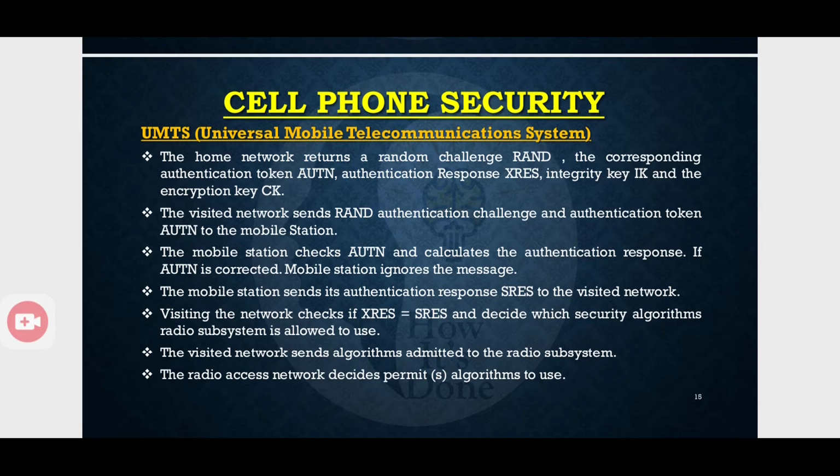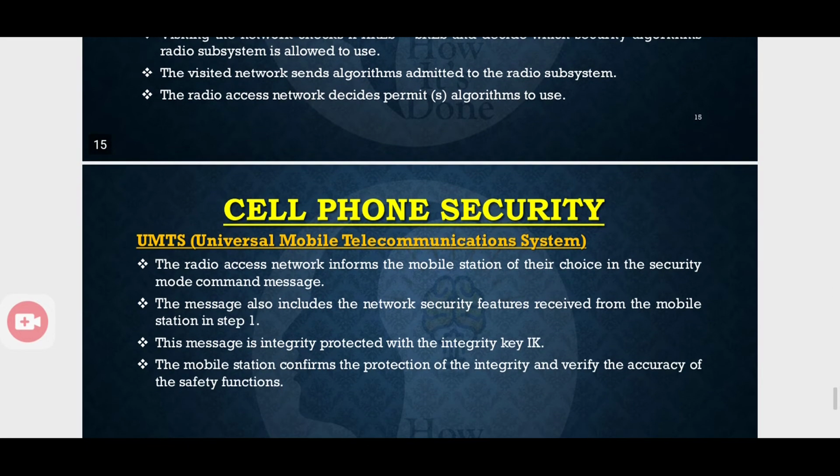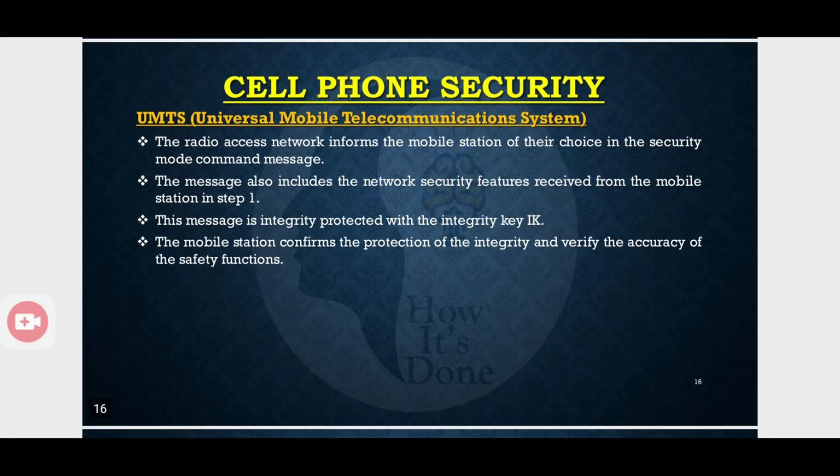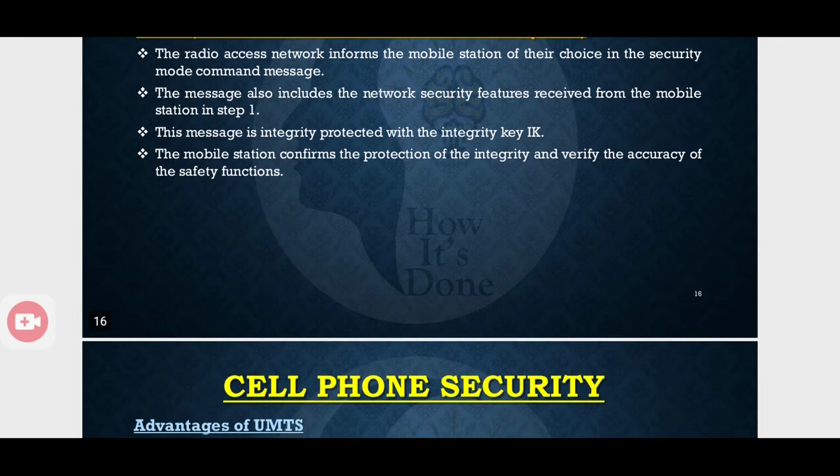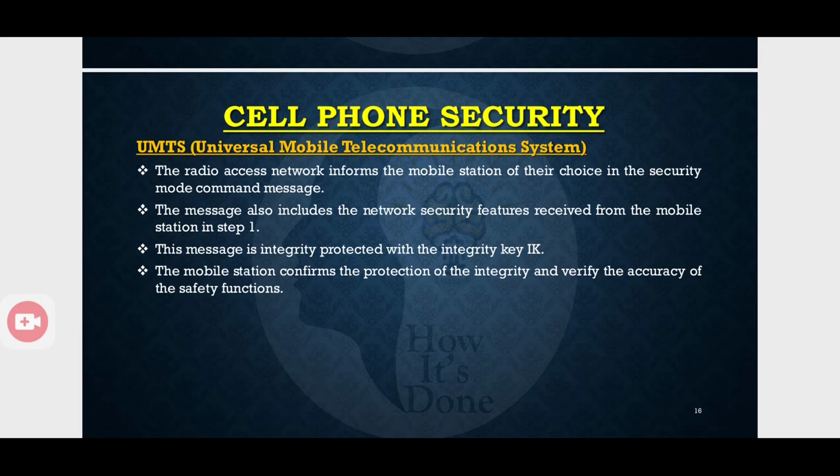If it is okay, the visited network sends the algorithms admitted to the radio subsystem. The radio access network decides or permits the algorithms to use. And the radio access network informs the mobile station of the choice in the security mode command message. The message also includes the network security features received from the mobile station in step 1. And this message is integrity protected with the integrity key IK. And the mobile station confirms the protection of the integrity and verifies the accuracy of the safety function. So these are the mechanisms for the security.